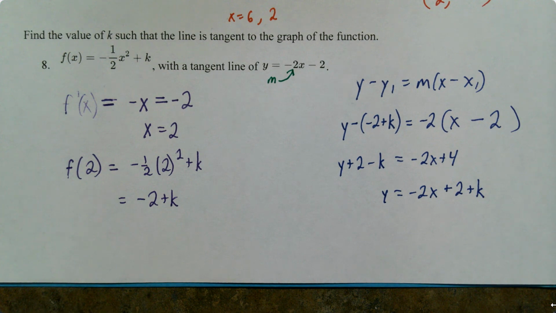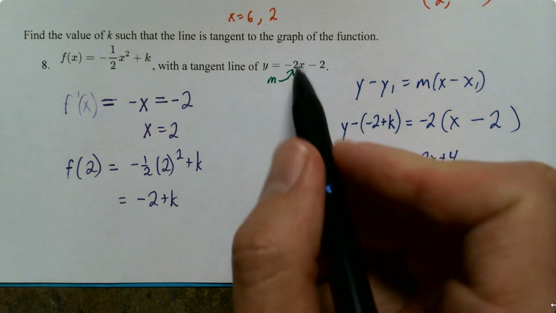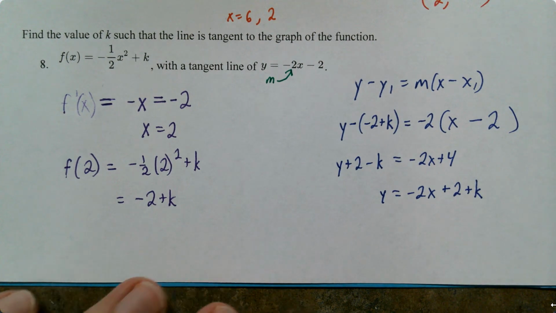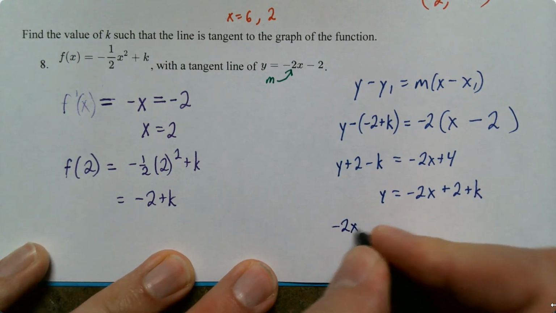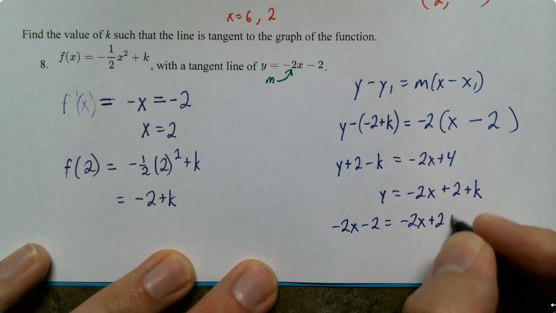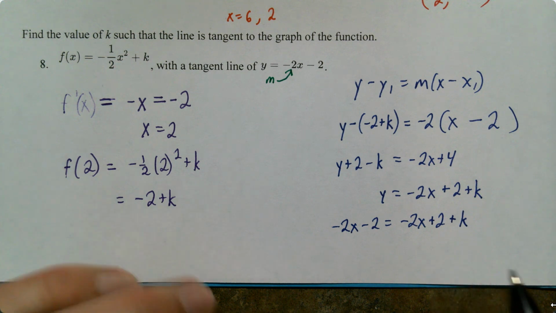I'm glad you asked. What we are going to do is take this and set it equal to that. Y equals this is the tangent line, and we also have the tangent line here. So the tangent line they gave us is equal to the tangent line that we came up with. And the tangent line we came up with had a k in it, so this is our opportunity to find out what k is. That's what they wanted anyway.